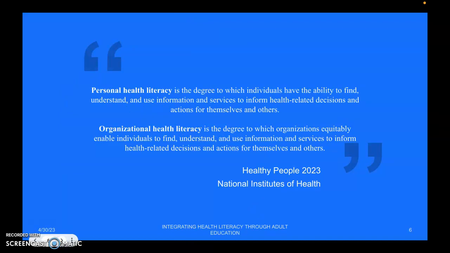We will look at the definition of personal health literacy. This is the degree to which individuals have the ability to find, understand, and use information and services to inform health-related decisions and actions for themselves and others. Organizational health literacy is the degree to which an organization enables individuals to find, understand, and use information and services to inform health-related decisions.